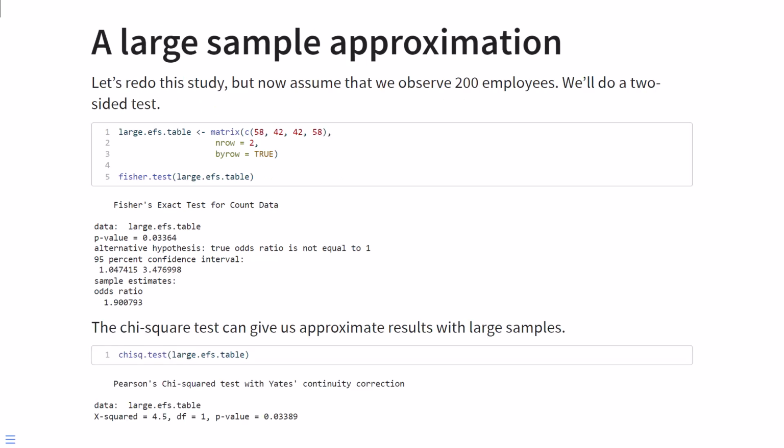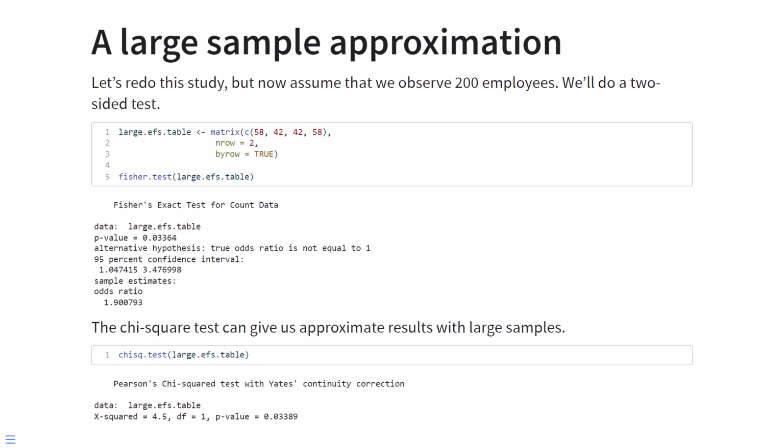Now let's look at a large sample approximation. We're going to redo the study, but this time assume that we observe 200 employees. We're going to do a two-sided test. In fact, I have set it up here so that we have 100 employees from EFS companies and 100 employees from no EFS companies. We know, therefore, that there's going to be 100 above the median and 100 below the median. 58 of the 100 that are above the median come from the EFS company, and 42 of the 100 above the median come from the no EFS company.